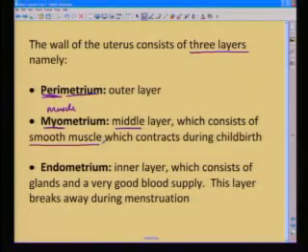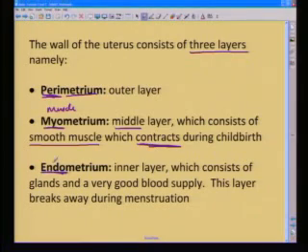Okay, so smooth muscle, mainly organs and glands are made of smooth muscle, which contracts during childbirth. These contractions are not regulated by your skeletal system. They are regulated by your hypothalamus and a hormone called oxytocin. And oxytocin is what causes the onset of the contractions to push the baby out in childbirth.